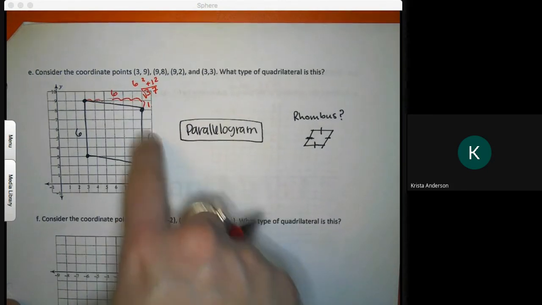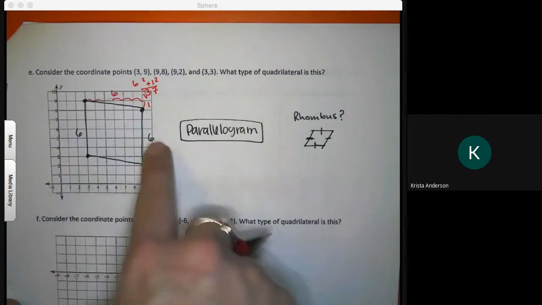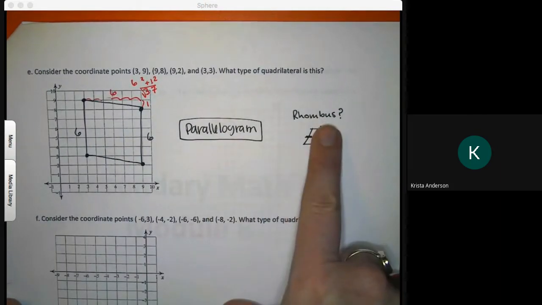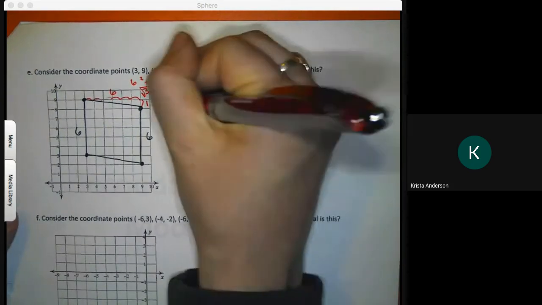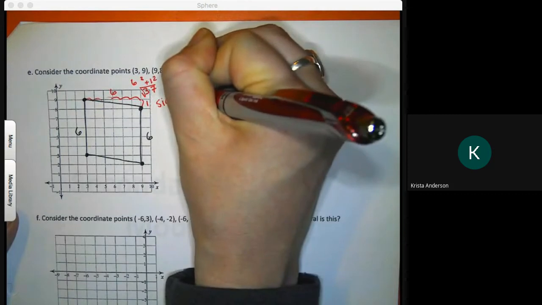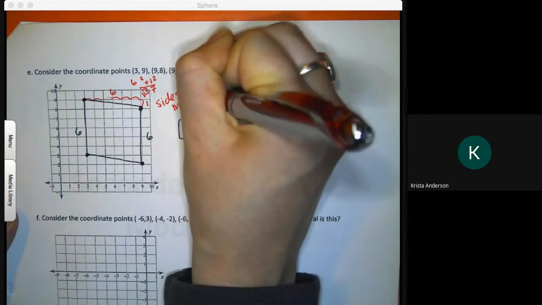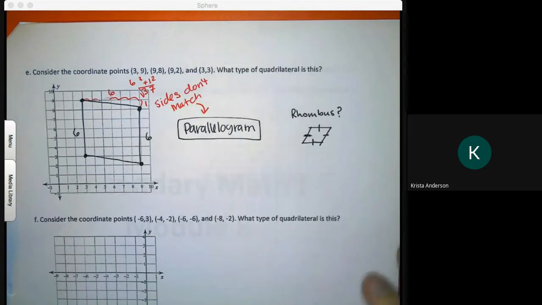If they had both, if they'd all been 6s, it would have not been a parallelogram, but a rhombus. Yep. The sides don't match. That's why it's a parallelogram.